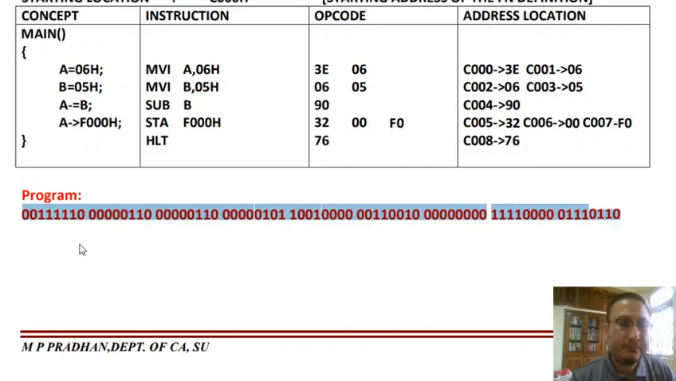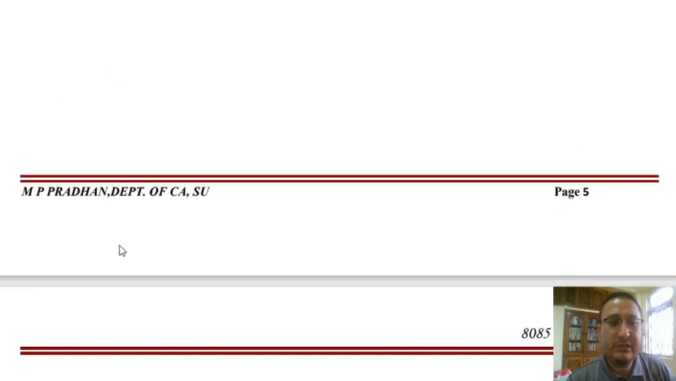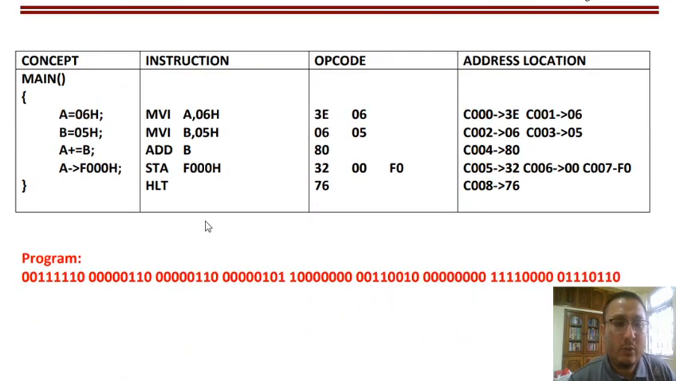Now, you must be wondering what happens if the value in case of addition exceeds 1 byte. In that situation, if the resulting value after summation exceeds 1 byte, then the carry flag will be set. We'll come to the description of flags in case of 8085.